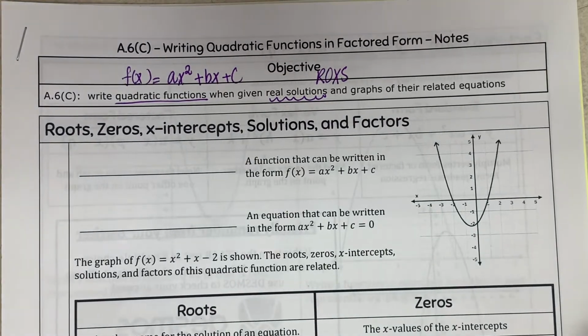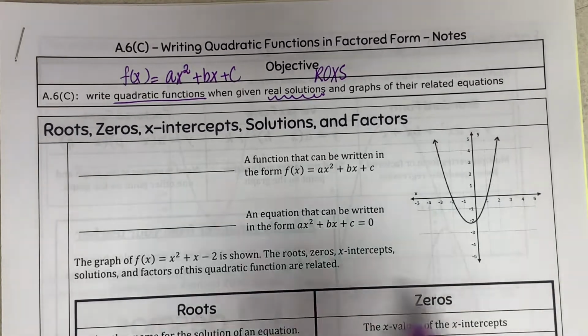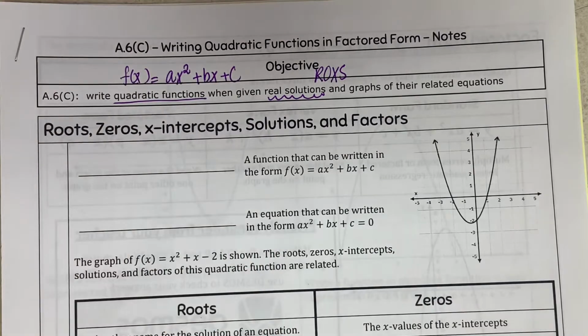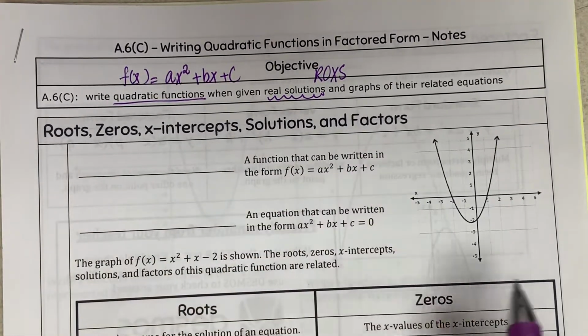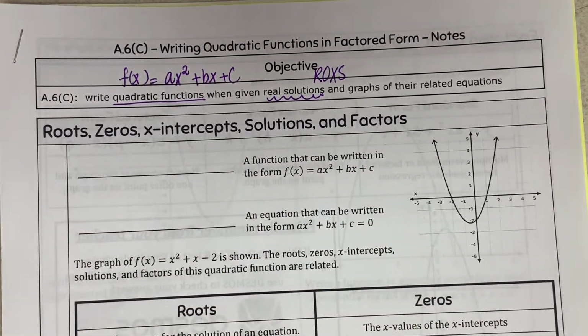Last time we wrote quadratic equations or quadratic functions using the vertex form. So you can use this or the other method. You will end up writing the equation. Not a big deal, but then you're supposed to learn both of them. Roots, zeros, x-intercept, solution, and factors. That's what we are first discussing.